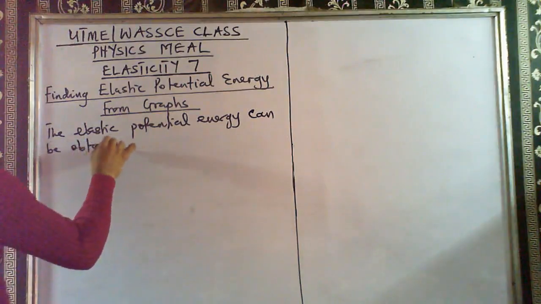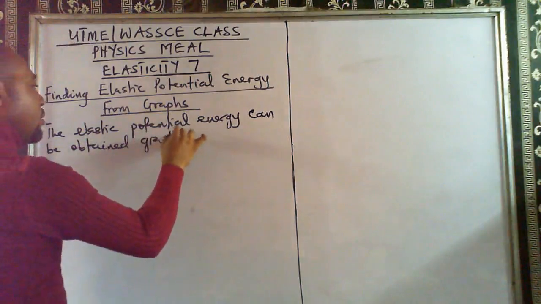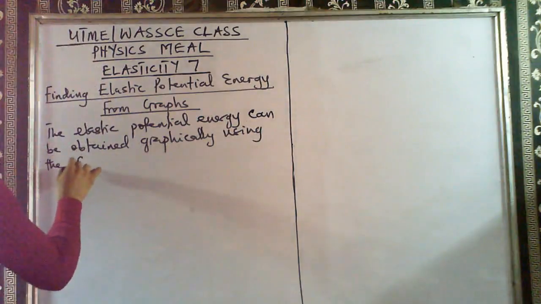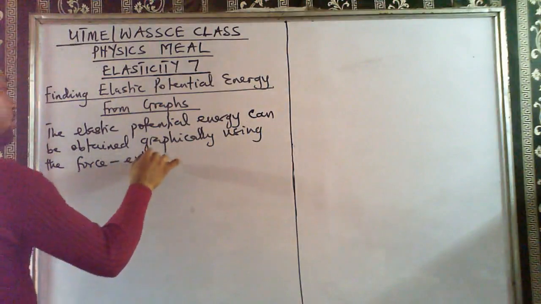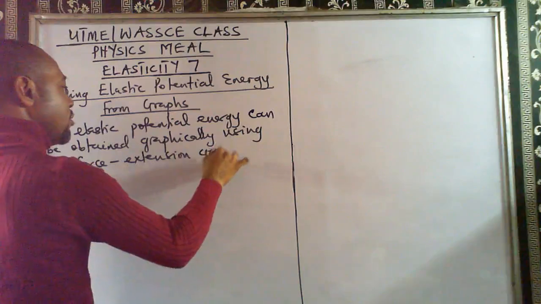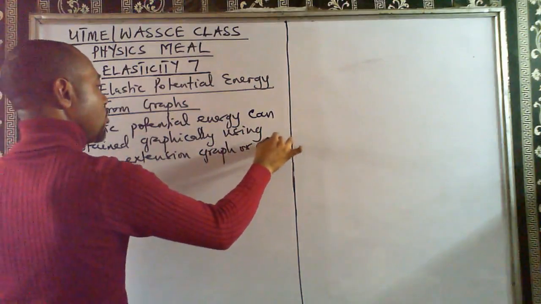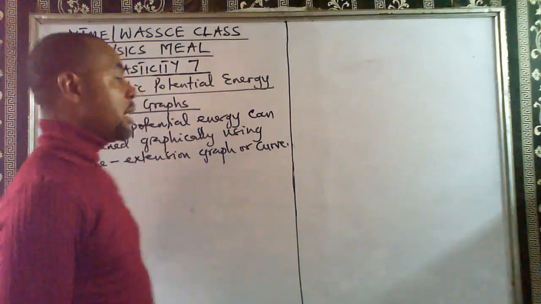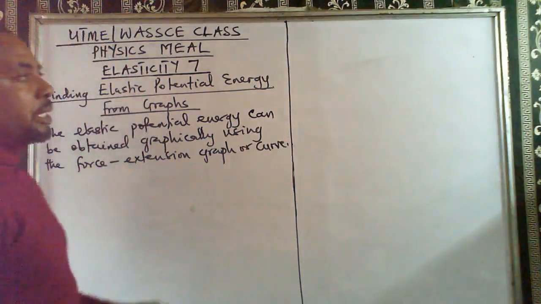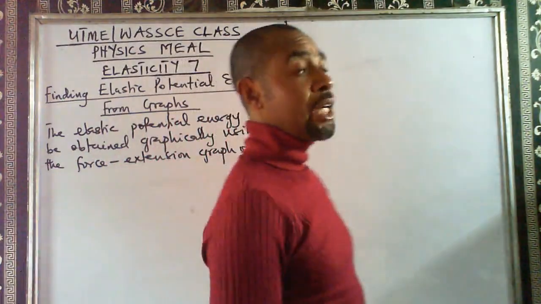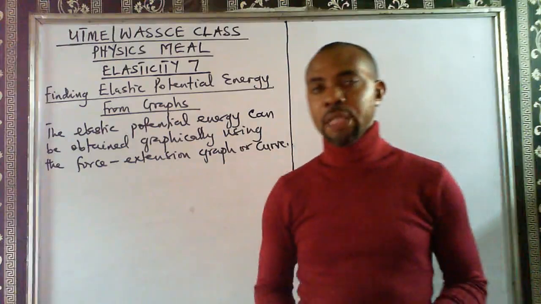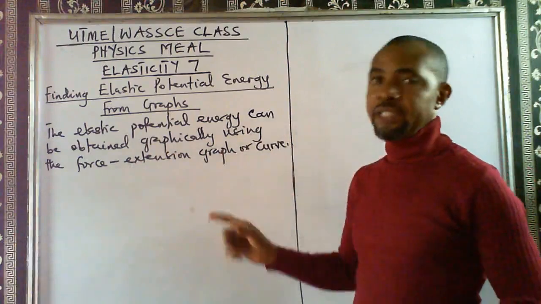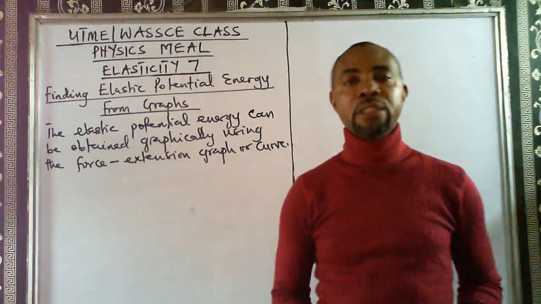So the elastic potential energy can be obtained graphically using the force extension graph or curve. So when you draw the graph of force against extension, you can get the elastic potential energy from the graph. Remember, the graph that you are going to use is the force versus extension graph, or force extension curve.